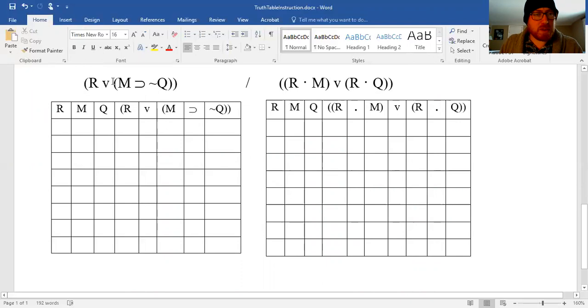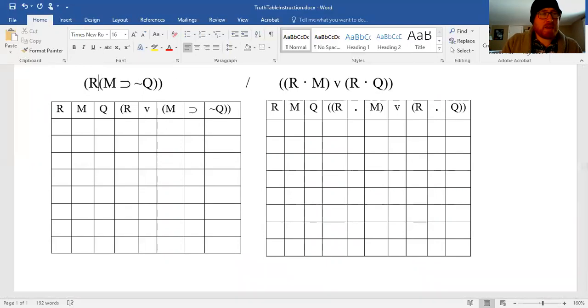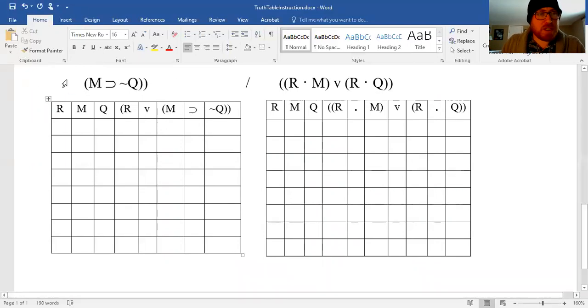But what if this were the case? What if over here we had just if M, then not Q? So pretend that R is not even there. So we'll get rid of this R and we'll get rid of this R right here. And we'll also get rid of the wedge. Okay, would I only need 4 lines in my table over here, or would I need 8? I would actually need 8, and here's why.